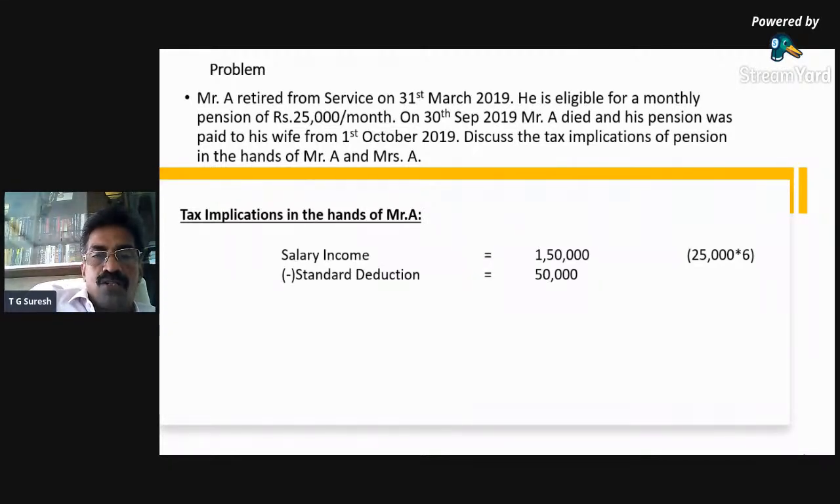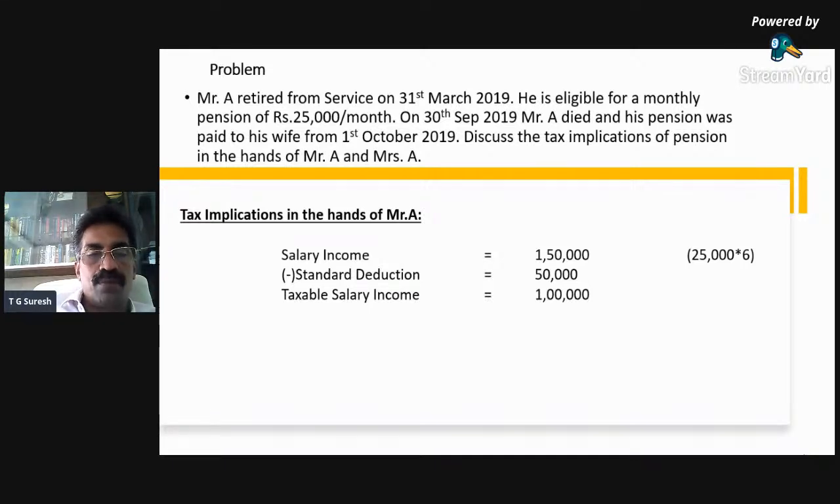Then you have a standard deduction of 50,000. Taxable salary income in the hands of A becomes 1 lakh. Even if the person has died, till the date of death he can be taxed. That's what you must understand. Till the date of death he can be taxed. That's not a problem.